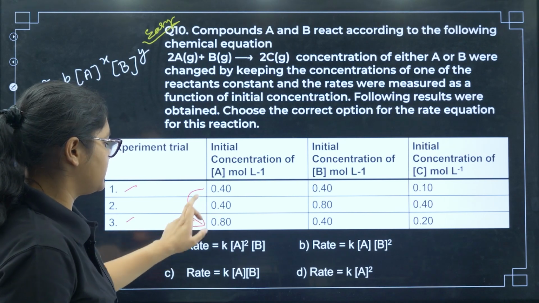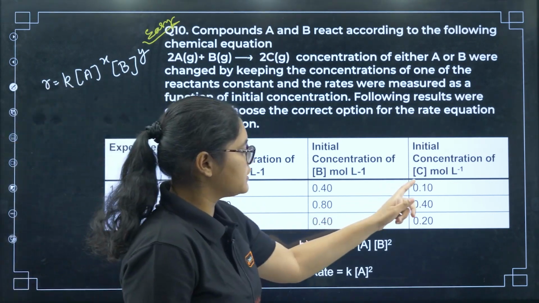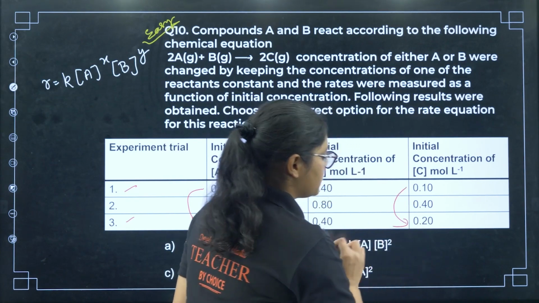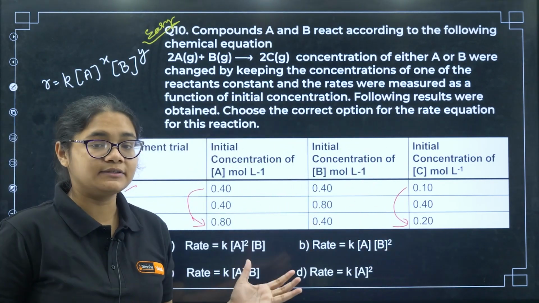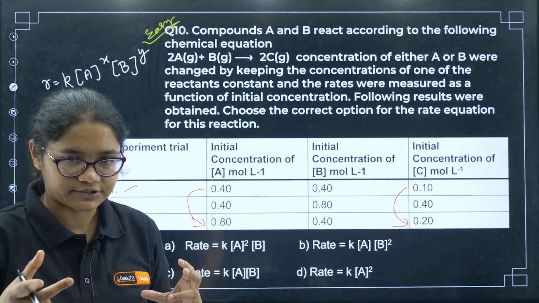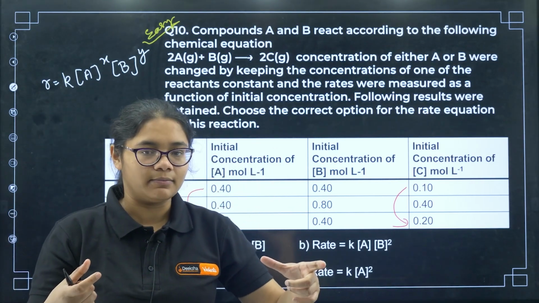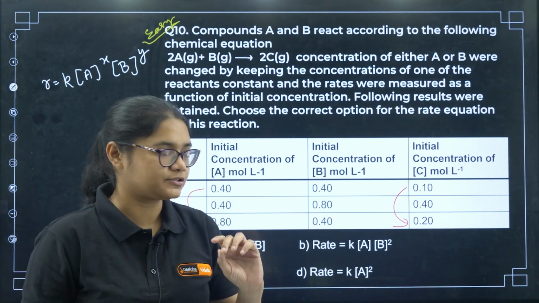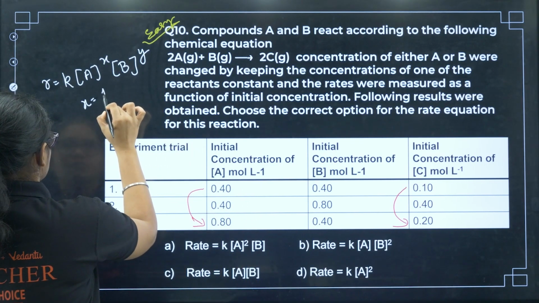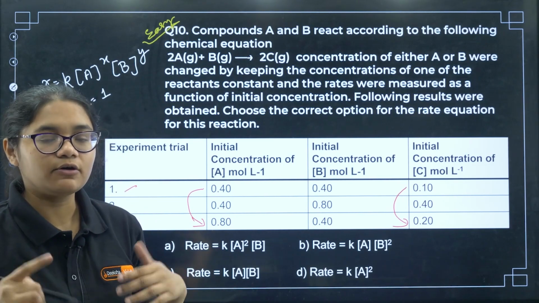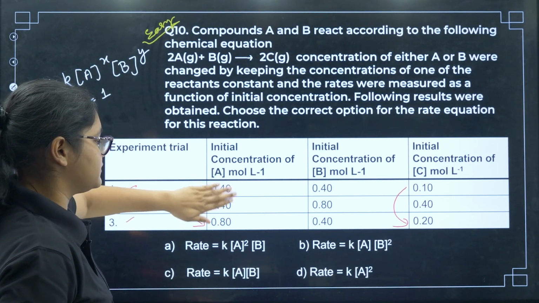I am doubling the concentration of A, 0.4 to 0.8, and at that time what is happening to the rate? This is also becoming double, right? This is doubling, this is also doubling. So that means when you double the concentration, the rate is also becoming double. That means it is a first order reaction. So with respect to A, X is 1, first order. Now to find B, I'll keep A constant.